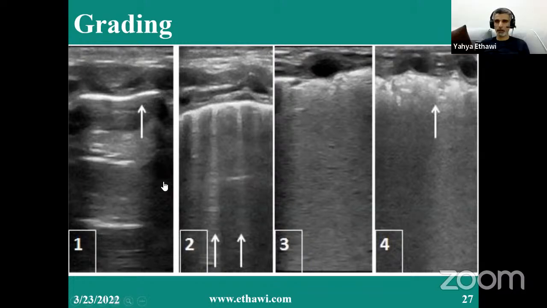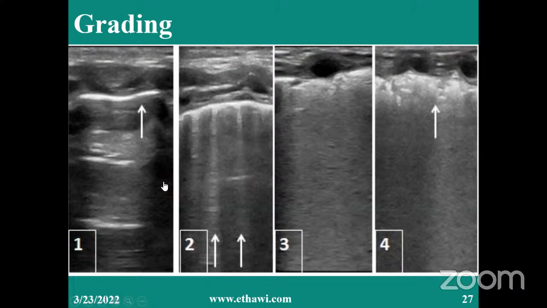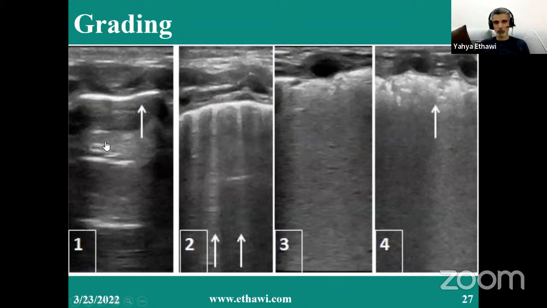No, it's B more than A. That's number 2, B more than A? Yes. Okay, then I agree. And here A more than B. Okay. And here it's matted, but a little bit, you can still see the pleura. Here it's matted, but you cannot see the pleura, the pleura becomes thicker, and you have more abundant air bronchogram. Clear? Questions?